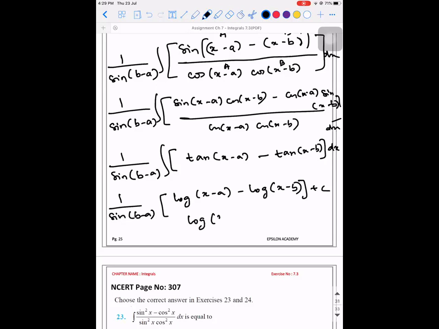So it will be log of x minus A divided by x minus B, into 1 divided by sin of B minus A. Sir, it's log of secant. Yes, sorry, I didn't get you. Oh, log of secant, sorry. Yes, secant x. Sorry, I missed. So 1 by sin of B minus A into log of secant x minus A, the whole divided by secant x minus B. I directly wrote it because you will get log secant x minus A minus log secant x minus B, and log A minus log B is log A by B.